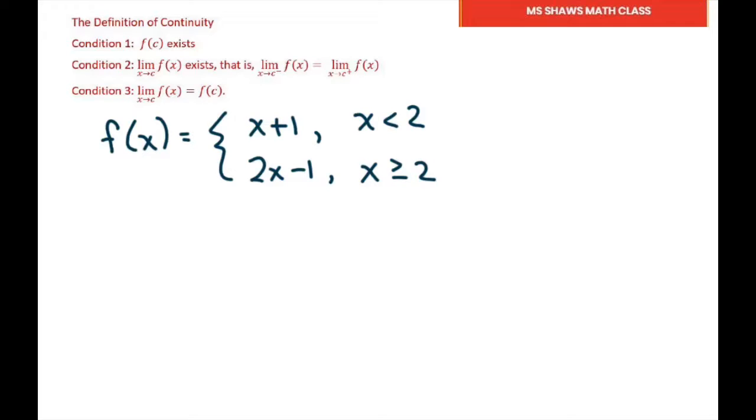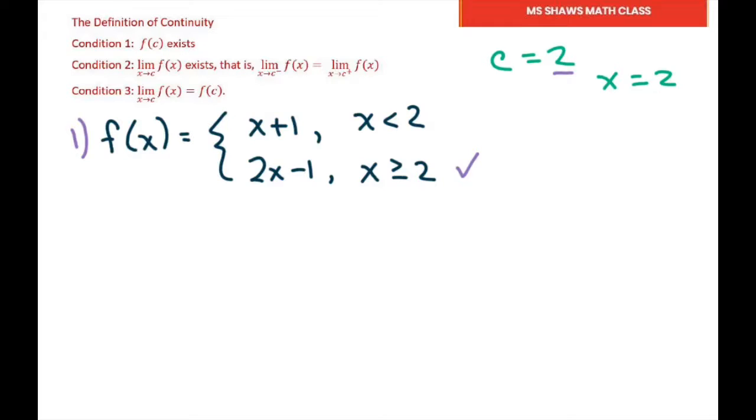So here's our first one. And here are the three conditions that have to be met for a continuous function. If condition 1 is not met, we don't need to go to the other two. So we have to see if f of c exists. Our c is 2, because they want to see if it's continuous at x equals 2. So you just plug in 2 where x equals 2, and that is this one.